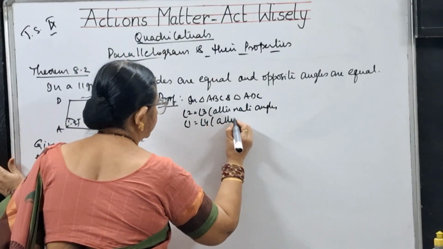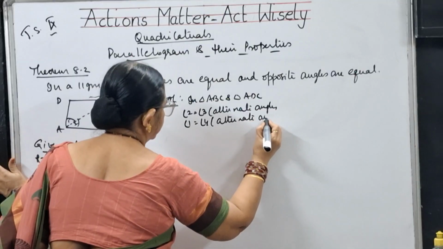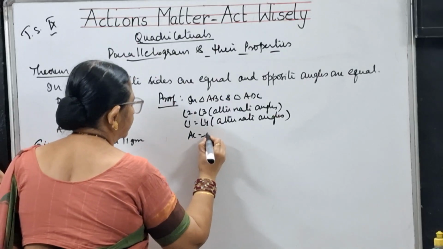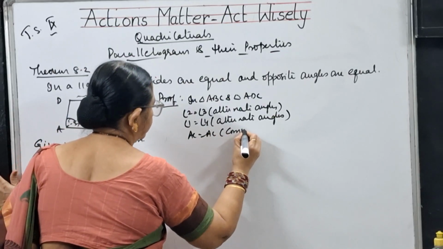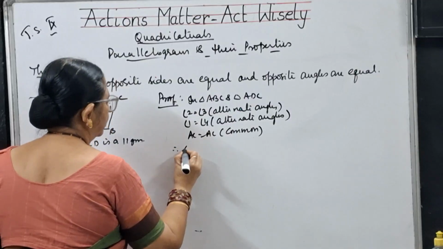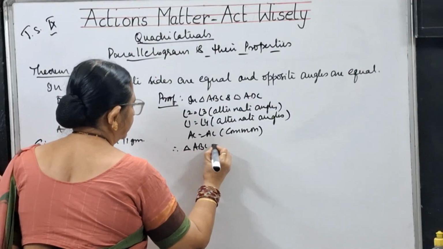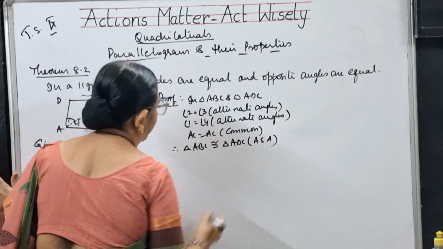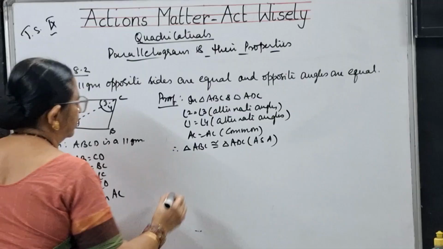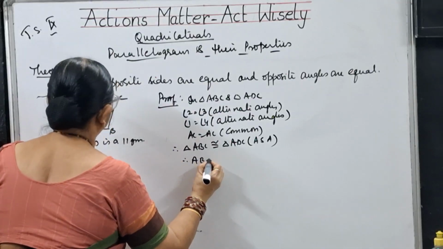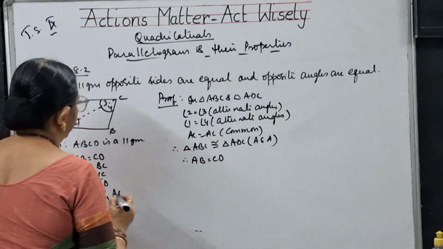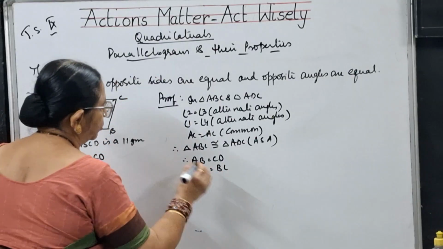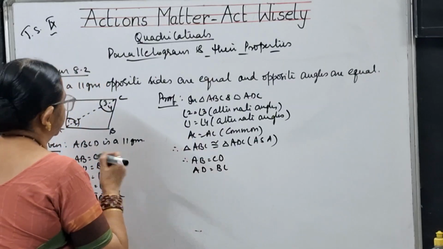They are also alternate angles, and AC is equal to AC, common. Therefore, triangle ABC is congruent to triangle ADC basing on angle side angle property. When these two triangles are congruent, then we can say that AB is equal to CD and AD is equal to BC. So, one proof we have proved, children. That is the first proof we have proved.